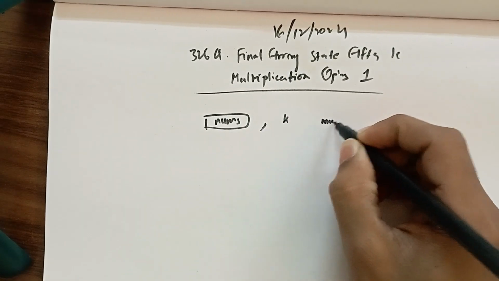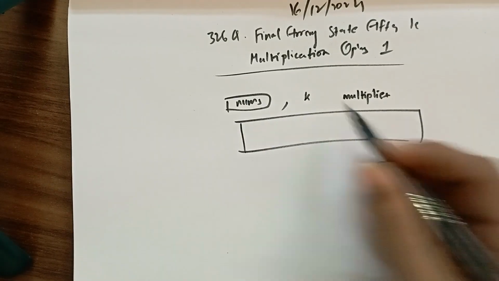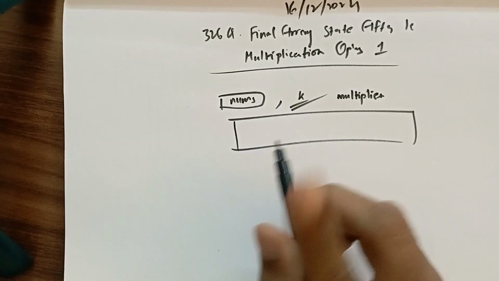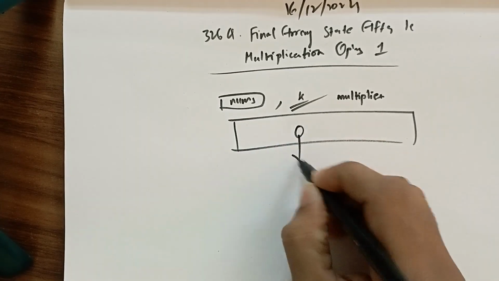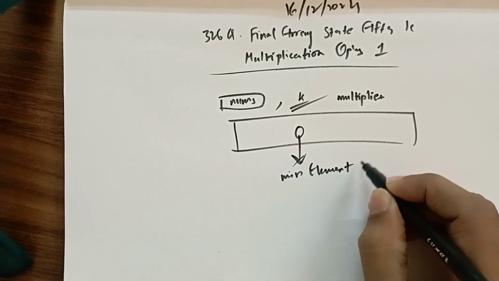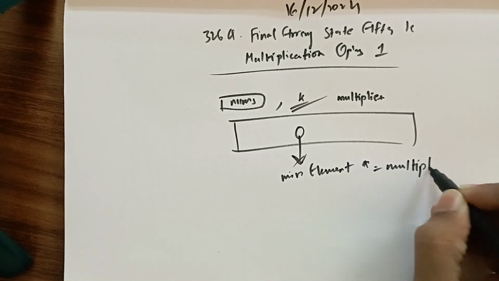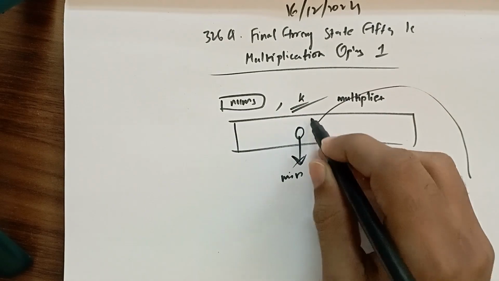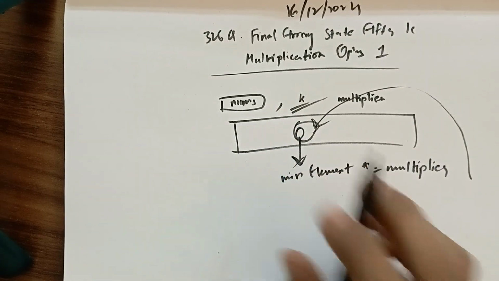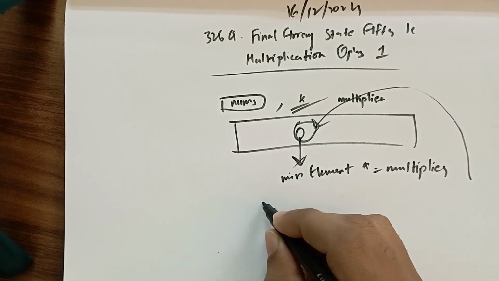integer multiplier. So here we need to do k operations, in which for every operation we need to take the minimum element and multiply it by the multiplier and push it back into the array at the same index.